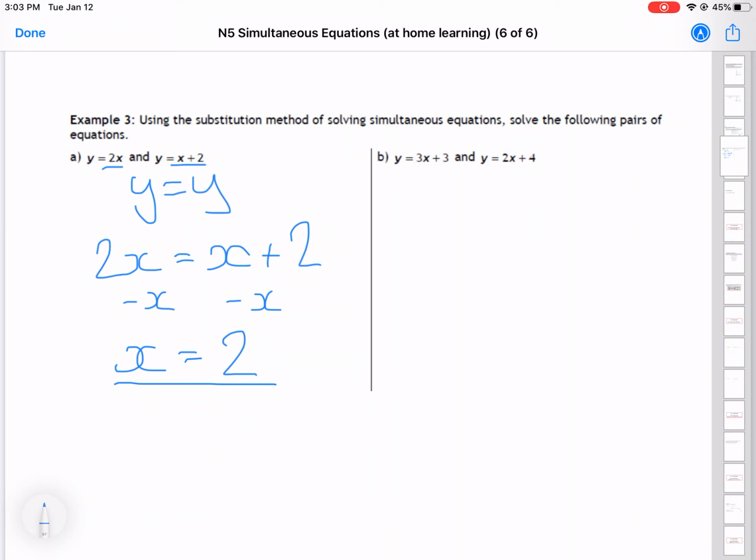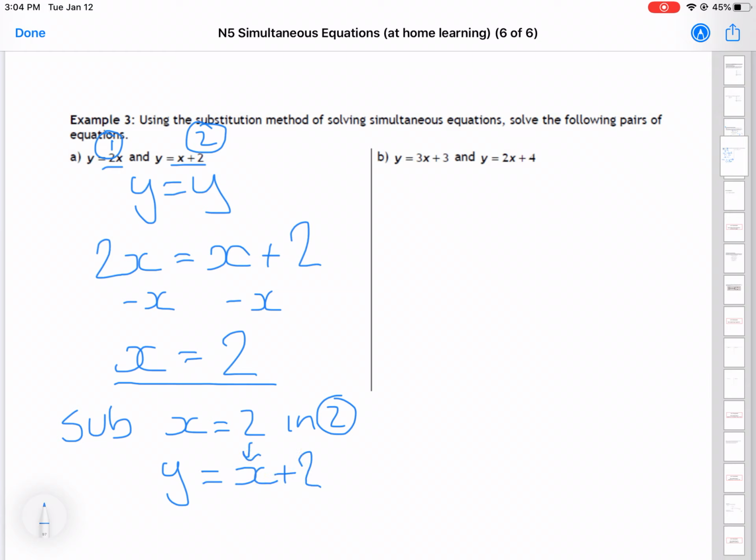Once we have x equals 2, we sub x equals 2 into one of our equations, so I'll always label mine 1 and 2, and I think I'll substitute it into equation 2. And equation 2 was y equals x plus 2, so if x is then 2, y is 2 plus 2, which equals 4. So in this case, x is 2 and y is 4.